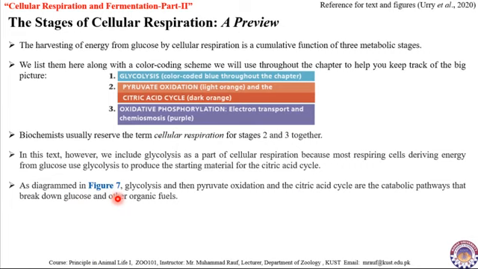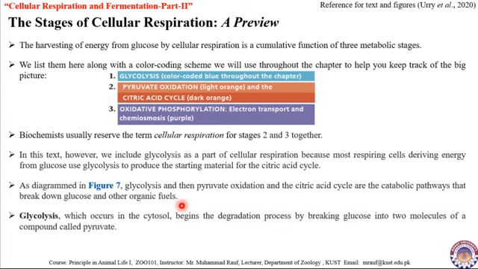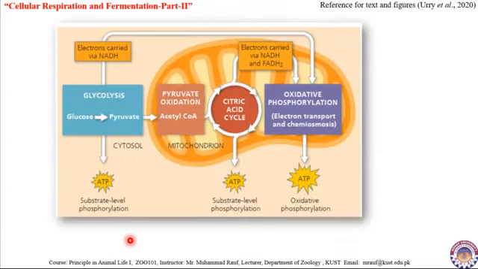As programmed in figure 7, glycolysis and then pyruvate oxidation and the citric acid cycle are the catabolic pathways that break down glucose and other organic molecules. Now glycolysis, which occurs in the cytosol, begins the degradation process by breaking glucose into two molecules of a compound called pyruvate. So this is the process. Glycolysis breaks down glucose into two molecules of pyruvic acid or pyruvate.